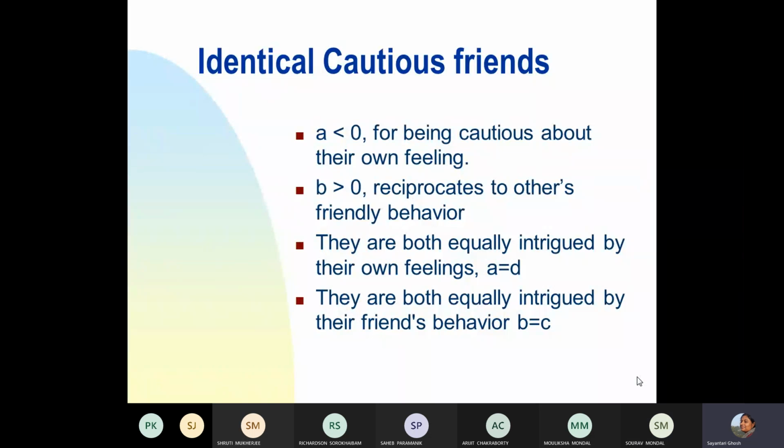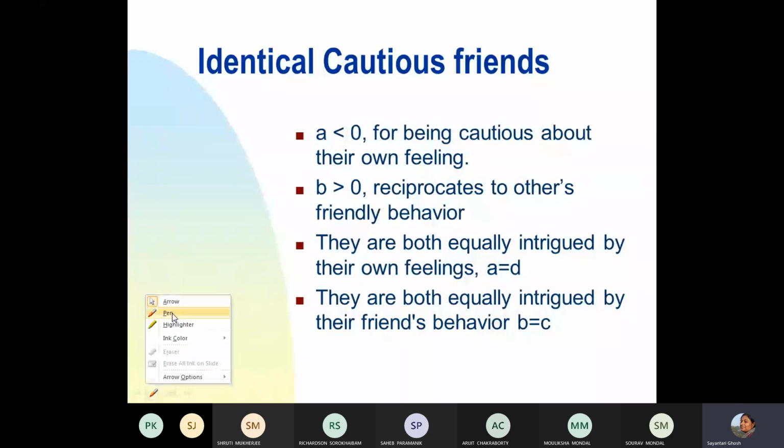Yeah, so here we had identical cautious friends. Cautious means extremely cautious about own behavior, so A is going to be negative. B is going to be positive because it reciprocates the other friend's behavior. Because they are identical, their behaviors are identical, which means their involvement in the friendship is identical.